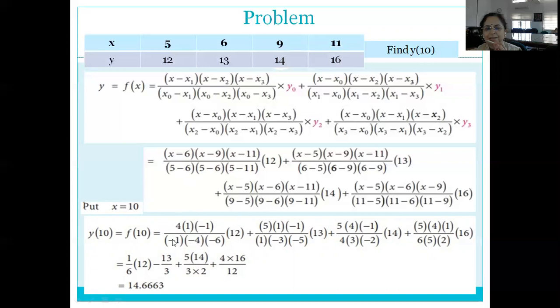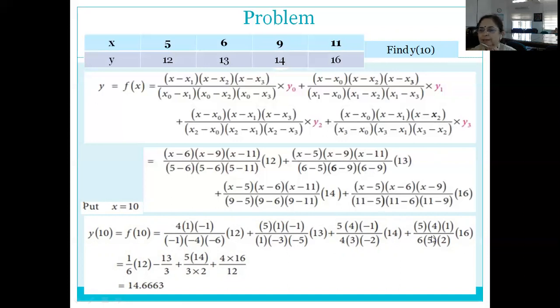10 minus 6, 5 minus 6, I'm sorry, minus 1, 5 minus 9. This should have been minus 9. So here it should be minus 3. No, minus 4 is correct. And 5 minus 11 is minus 6. So here it is corrected already. This is a mistake here. Okay, in the second factor, 10 minus 5 is 5, 10 minus 9 is 1. Here it is minus 1. In the denominator, it is 1, minus 3, and this should be minus 5 because this should have been minus 11. This is correct into 13.